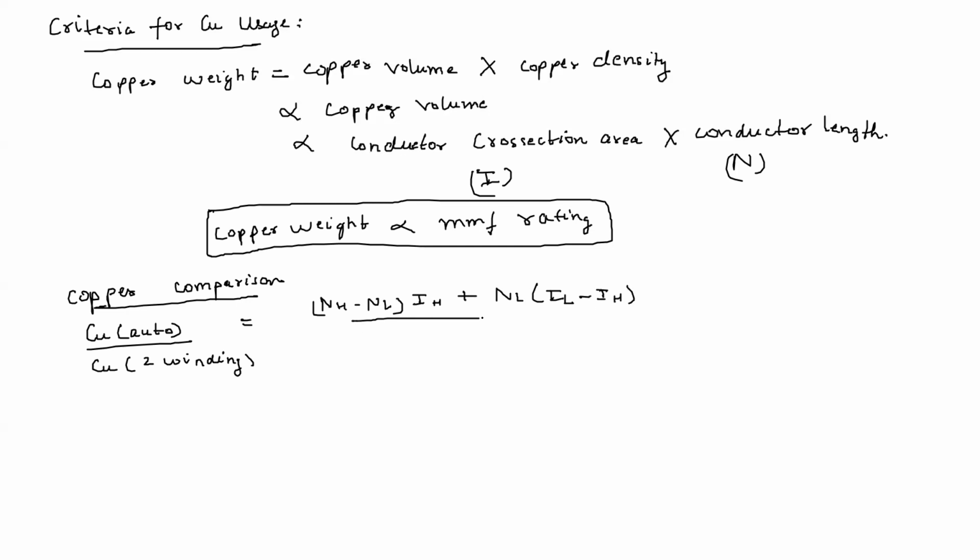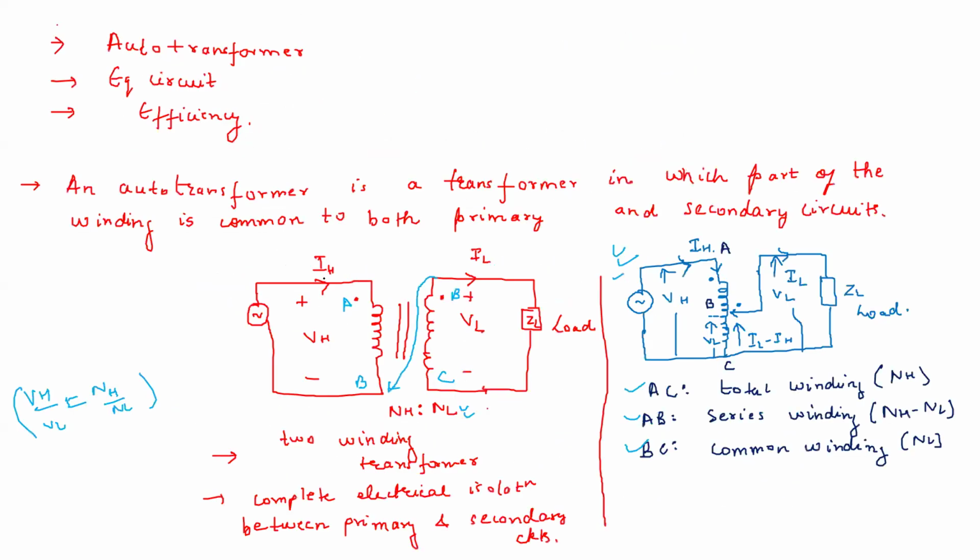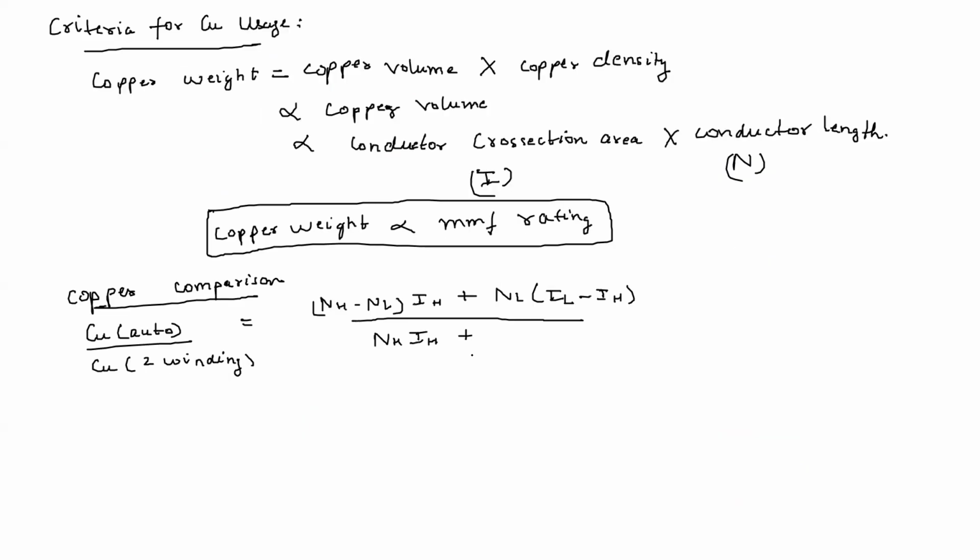Okay, and the copper requirement for the two winding transformer is straightforward, because it has only two windings, and the number of turns and the current are as we have seen. So for the two winding transformer, this is IH in the NH number of turns, and this is NL number of turns into IL. So that is what we will be writing. This is the total mmf rating of the two winding transformer.